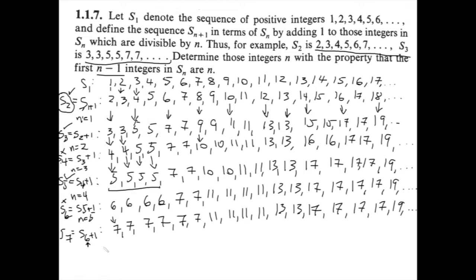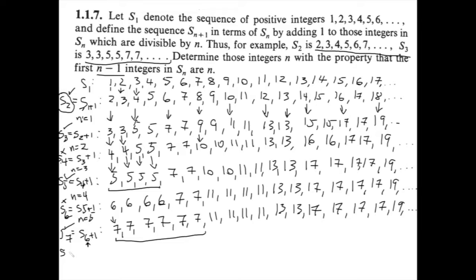S7, are the first n minus 1 integers, or 6 integers, 7? 1, 2, 3, 4, 5, 6. I'm sorry, I'm not saying the question correctly. Are the first 6 integers a 7? And as you'll see, they are in fact a 7. So S7 works.